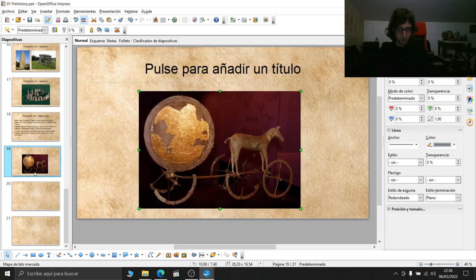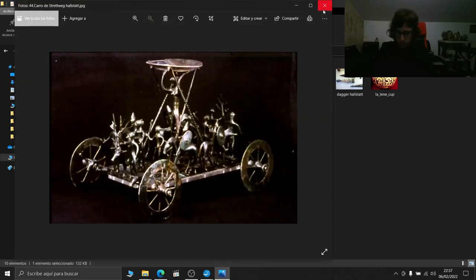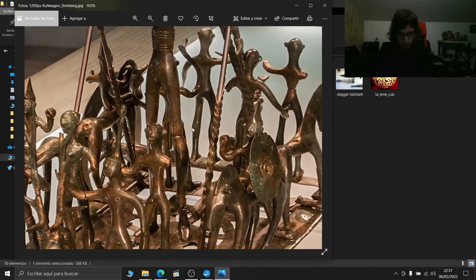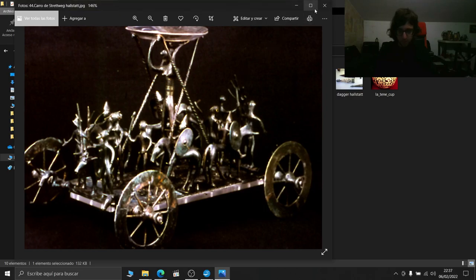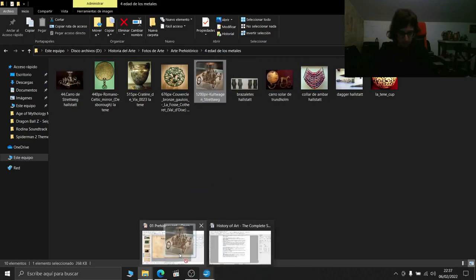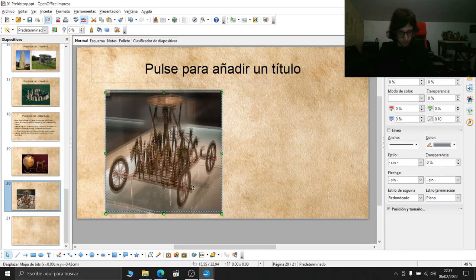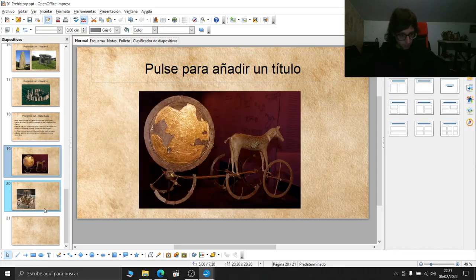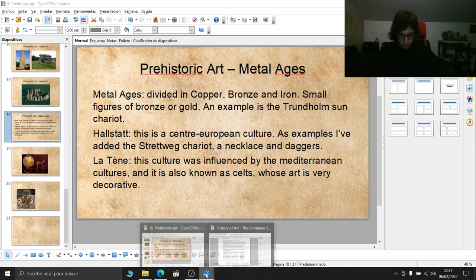This is the Trundholm chariot. Then for Hallstatt, it is the Strettweg chariot. I think this picture is better. It's amazing that something like this was made at these times. Metal Age from like 5000, well, from present, it will be 7000 years before present, around that, I think. Strettweg chariot, a necklace, and daggers.